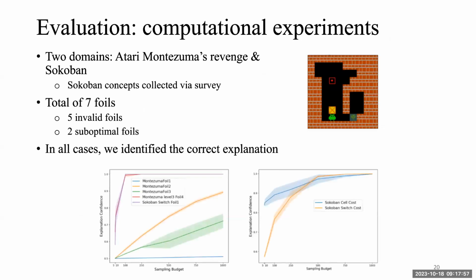So I'll go over the evaluation quickly. We evaluated our techniques on two domains: the Montezuma's Revenge domain and the Sokoban domain. Sokoban is again a game-like domain where the task is to push a box to a target. We had a total of 7 foils, where 5 were invalid foils and 2 were suboptimal foils, and in all cases we did identify the correct explanations. The other thing is that as the sampling budget increases, our confidence in the explanation increased as well, which makes sense by the formulas.